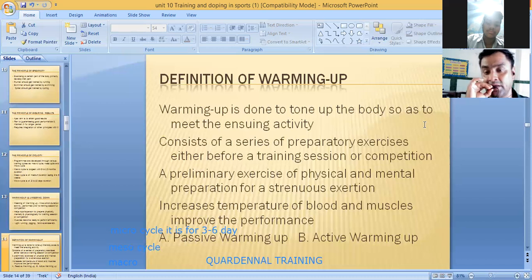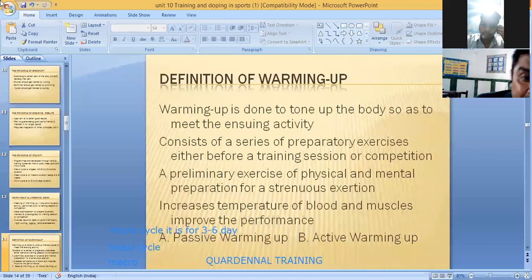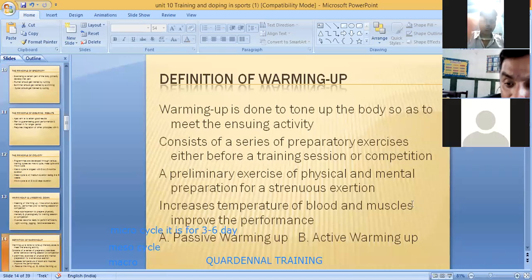Okay, Akshay Srivastav, what is warming up? Aapki nazar mein kya hai? Okay. So, ek kaam karte hain. Haan, Akshat, bolo. Akshat, you want to say something about warm up?